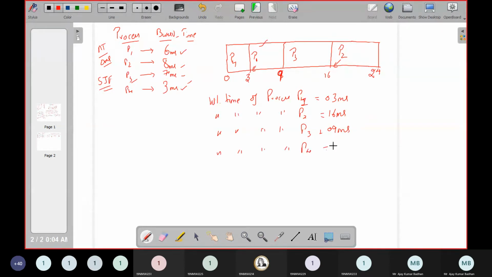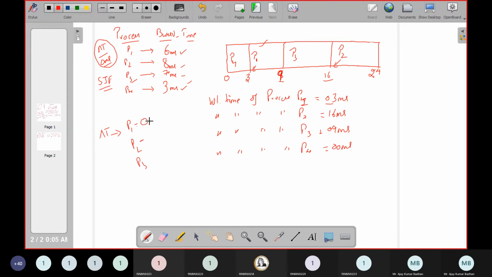The waiting time of process P4 is 0 milliseconds. But one thing I want to make clear: if the arrival time is different for different processes, it changes. Since all the processes have arrived at arrival time 0, I am simply writing whatever the leftmost value is: 3 milliseconds for P1, 16 milliseconds for P2, 9 for P3. But in case the arrival time for a process is not 0 milliseconds, let us suppose.